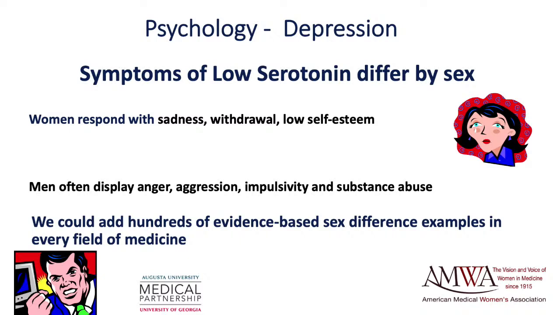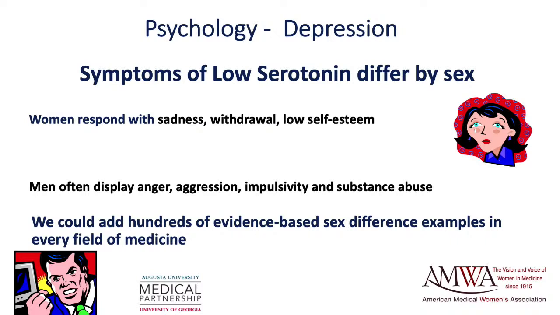So let's look at something a little bit different, psychology. We know that depression is not just in your head. We know that depression is related to serotonin. Low levels of serotonin, though, can present in different ways by sex. For women, it's more likely for us to show depression by sadness, withdrawal, low self-esteem. Whereas men's depression is more likely to present with anger, aggression, impulsivity, substance abuse, those kinds of things.